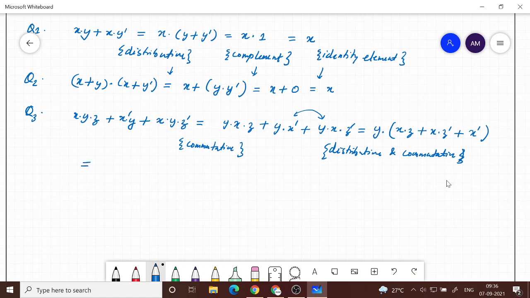Okay, so now it is much simpler. If you look again, inside the two terms, x dot z, x dot z dash. So I can apply the distributive property one more time and get z plus z dash. Okay, so I use the distributive again.